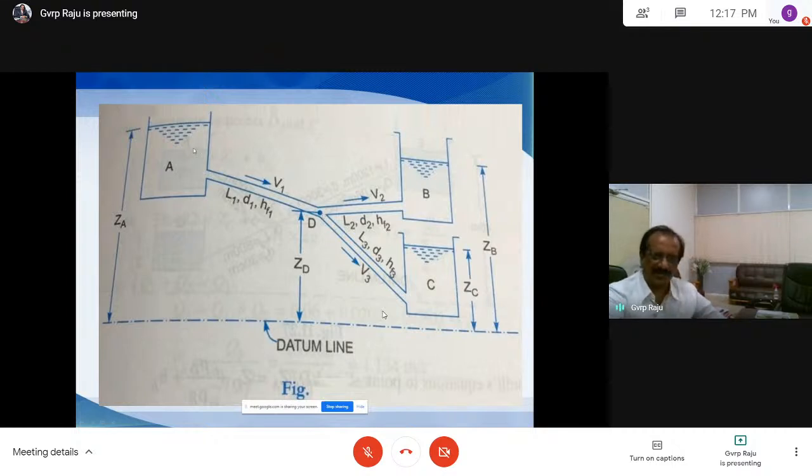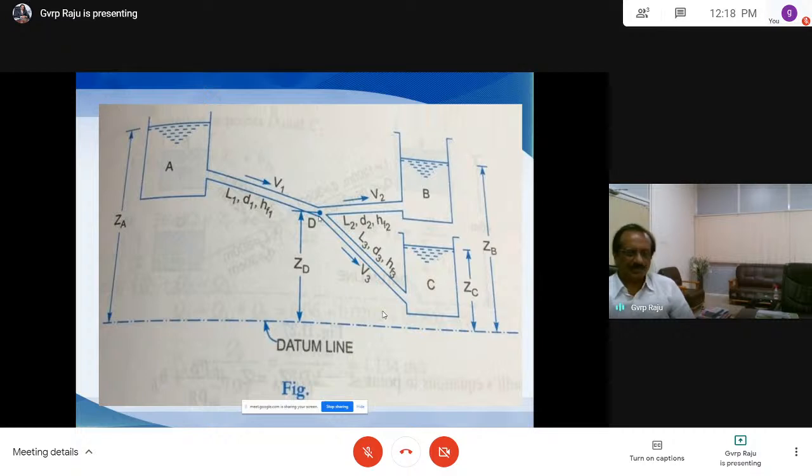When three or more reservoirs are connected by means of pipes, having one or more junctions, this system is called a branching system, and the pipes are called branch pipes. So if you see here, we have three reservoirs connected with the help of pipes having one or more junctions. This is one junction here. At the junction, the velocity is 0. So these pipes are called branching pipes, and this is called a branching system.